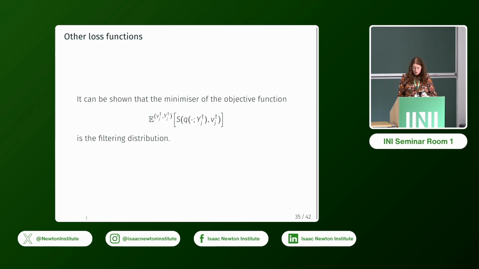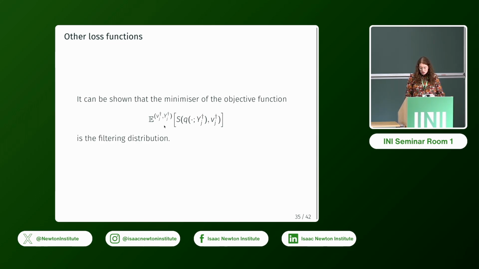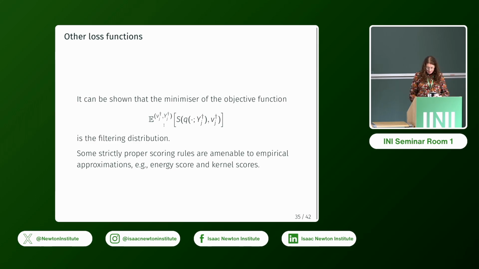This is a nice property that we can exploit, and we can come up with a different objective function, which now involves this expected scoring rule, where we take the expectation over the joint distribution of the state and the past observations. What's nice about this is that a lot of these scoring rules are amenable to empirical approximations. For example, the energy score, and there are kernel scores, which you can approximate empirically, so you don't have to do any density estimation, and this should scale better to high dimensions. This is something we're working on right now.